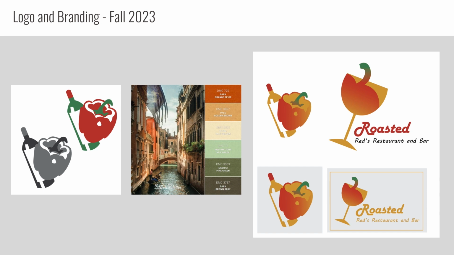I then realized that it was a bit stiff and the colors didn't really match the style, so I decided to go for more of a gradient, which then moved on to a glass with a pepper-shaped splash coming out of it that better represented the restaurant without being too on the nose.